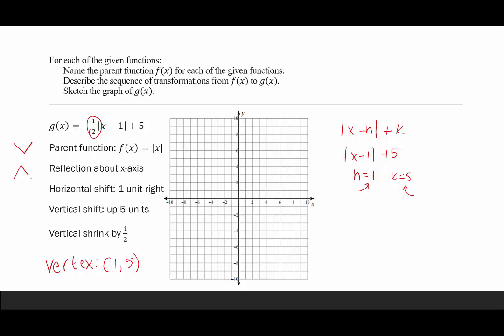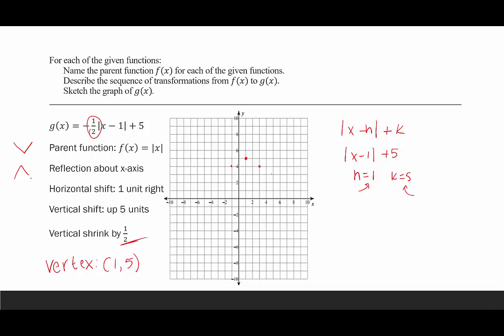To start, I'm going to start with the vertex 1, 5, so that's going to be up here. And then I'm going to use the other information. So the fact that it's a reflection means normally for the absolute value, I would go up and over, but this tells me I'm going to go down and over. The other thing I need to take into account when I find more points is that we do have this vertical shrink by 1/2. So basically what that tells me is that I'm going to go down 1 unit and over 2 units. Down 1 unit over 2.